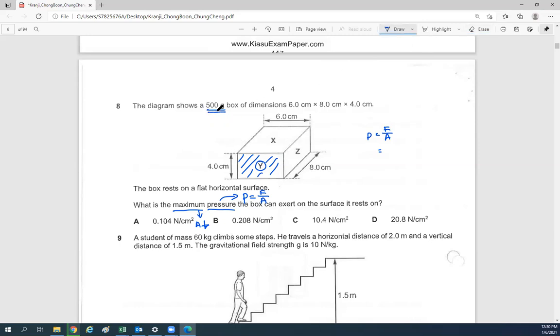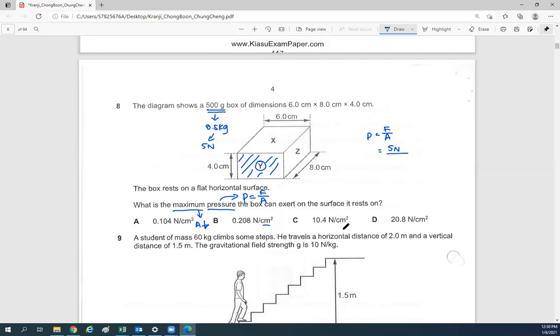So to change this to Newton, I have to first change it to kg. So divide by 1000. 1, 2, 3 gives me 0.5 kg. And then to change this to Newton, I times 10. This gives me 5 Newton. Okay? So I know the force is 5 Newton.